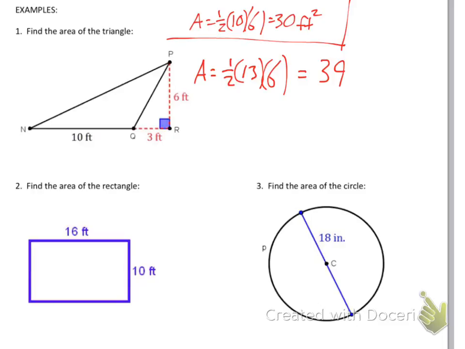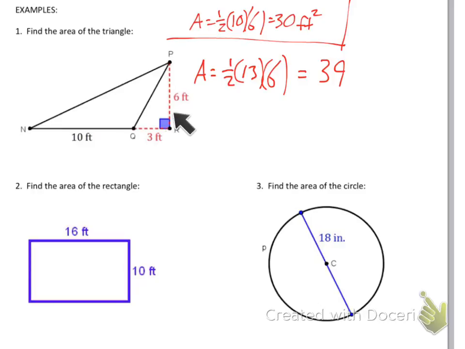Because half of 6 is 3. 13 times 3 is 39. Okay. But that's not the triangle we want. The triangle we want is the large one minus the little one.